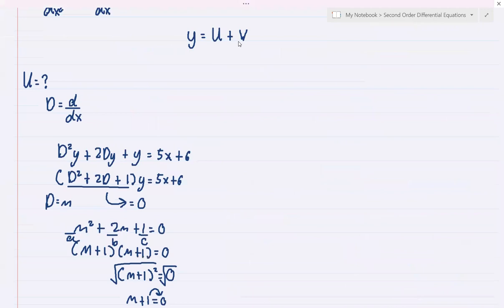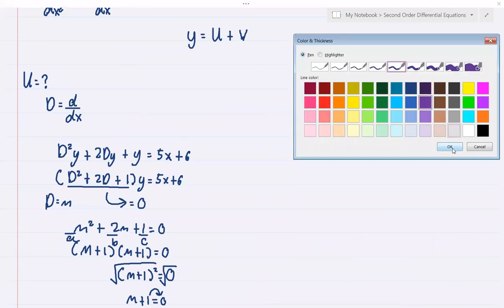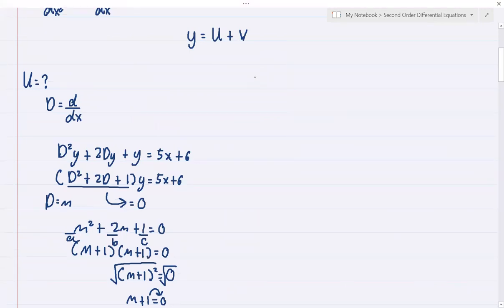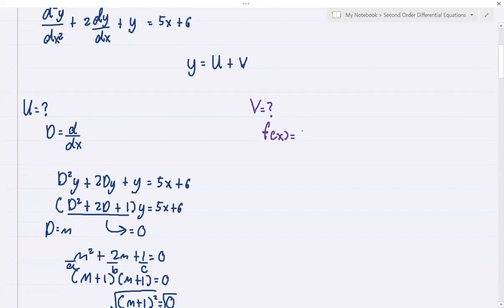Going to your v function, you're going to base your function on it, on the right side. On the right side, we have a function of 5x plus 6. And since this is a polynomial function, therefore your v is equal to ax plus b.